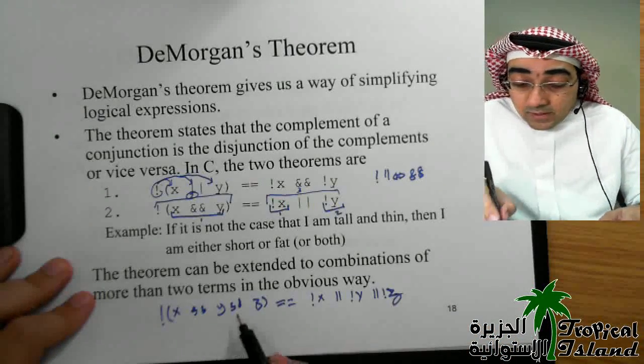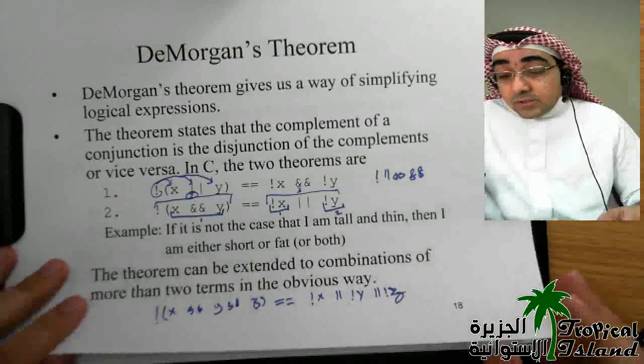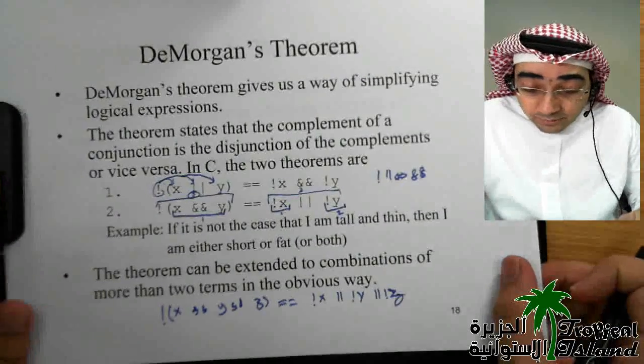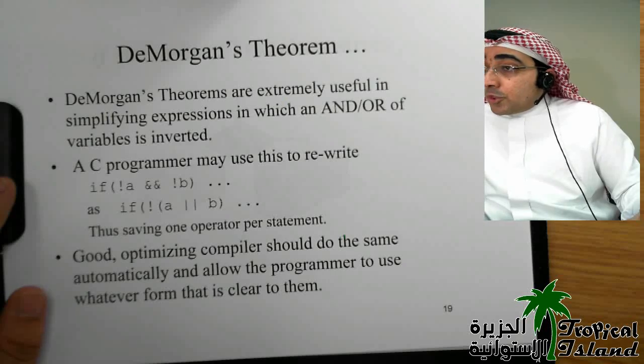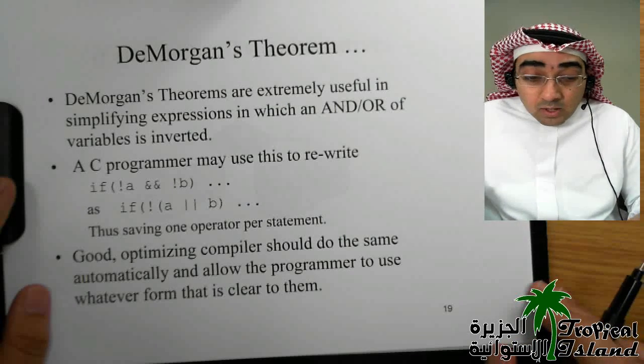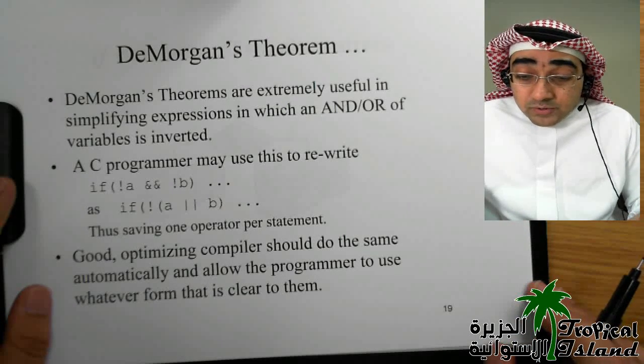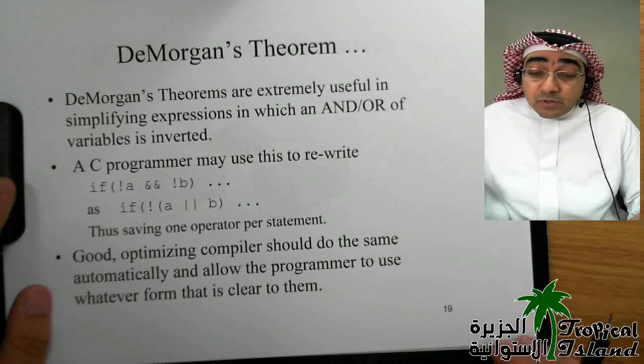So this is equivalent to this, and you can actually extend it to any number of variables that you like. Okay, so this is the DeMorgan theorem. Now the DeMorgan theorems are extremely useful in simplifying expressions from AND and OR.